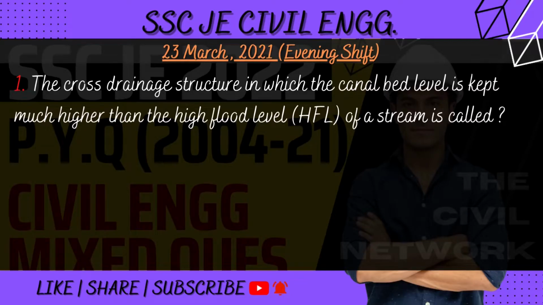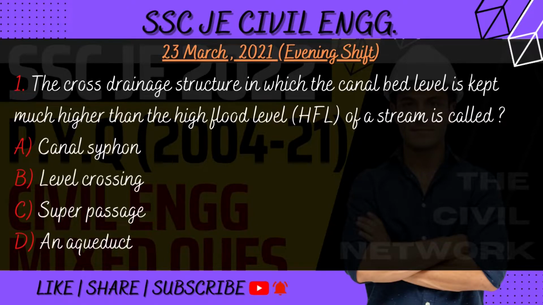Question number 1. The cross drainage structure in which the canal bed is kept much higher than the high flood level (HFL) of a stream is called. Options are A. Canal siphon, B. Level crossing, C. Super passage, D. An aqueduct. So the correct answer is option D, an aqueduct.